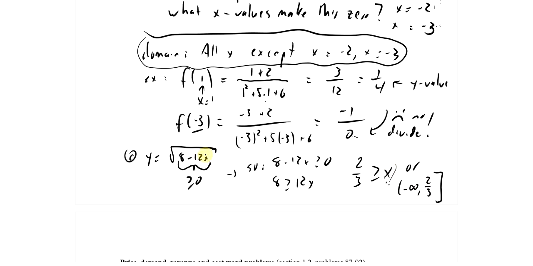So the domain for a square root, then you take the thing inside the square root, set it greater than or equal to 0, and solve for x, and that'll give you an inequality, and that'll tell you what the domain is. Okay.